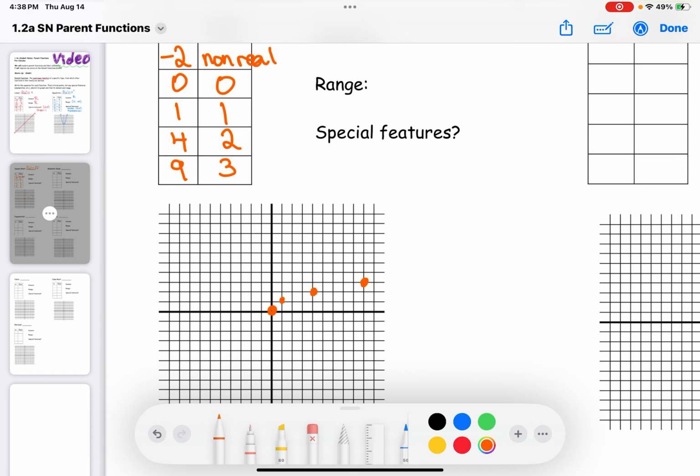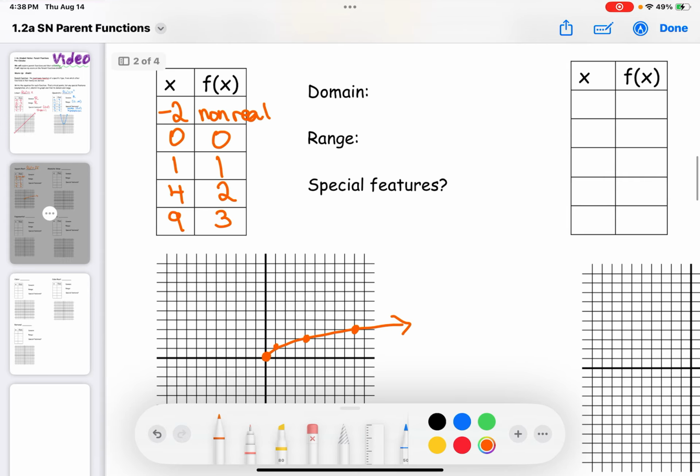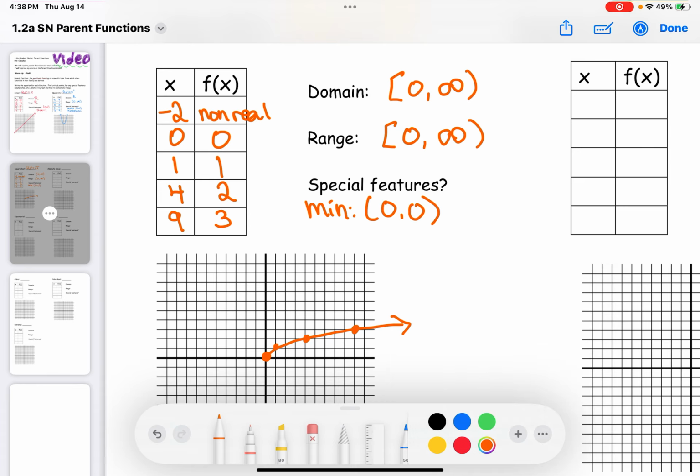It cannot exist to the left of 0, 0, because the square root of negative numbers is not real. So the domain is 0, bracket, to infinity, parenthesis. Same thing on the range. The minimum square root is 0, and it's going to go up to positive infinity. It will go up very slowly, but it will go up. Its special feature is that it has a minimum at 0, 0. The minimum value for the parent function would be 0, 0. And there is your square root function.